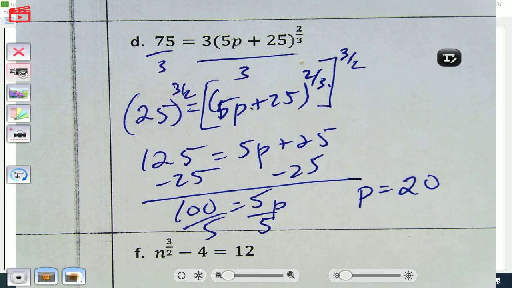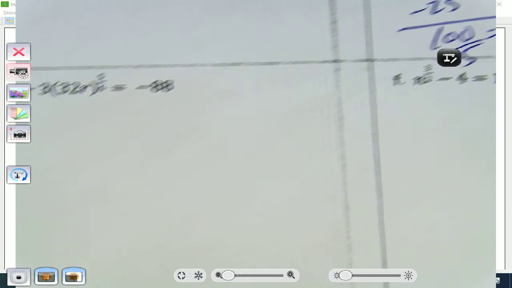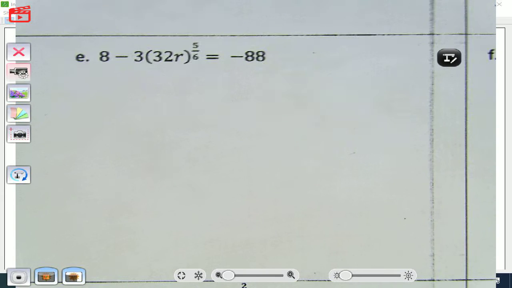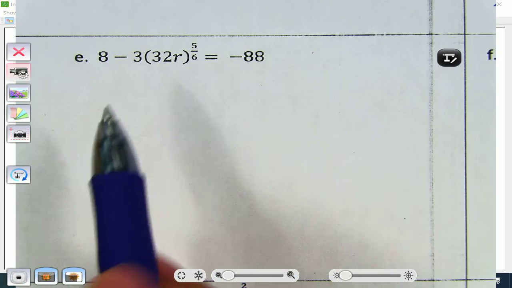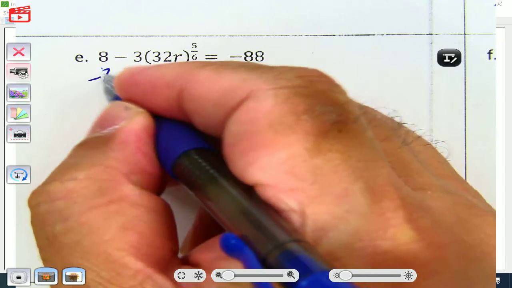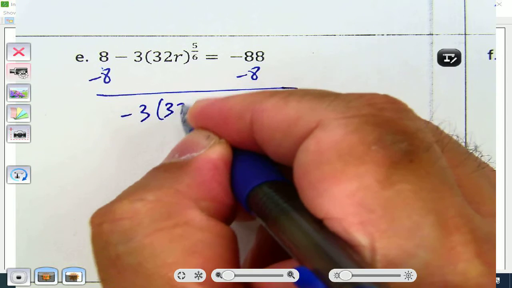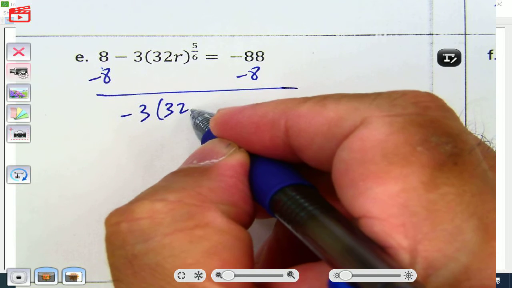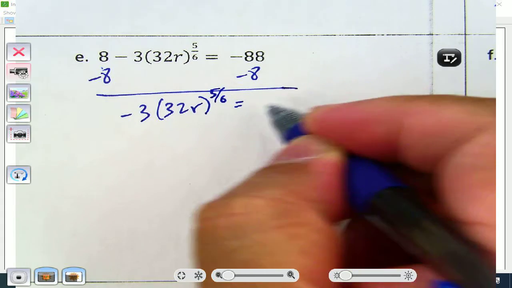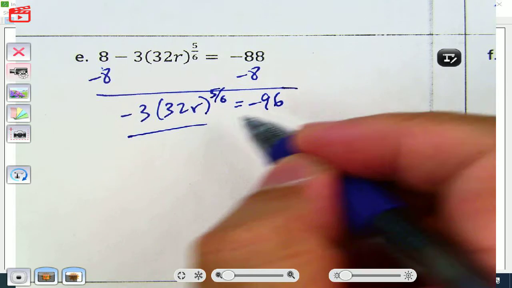Alright, ready for E? E. So first thing you've got to get rid of is the 8. Minus 8. Don't forget to keep that minus sign on the 3. That's going to be negative 96. You're going to divide by negative 3.